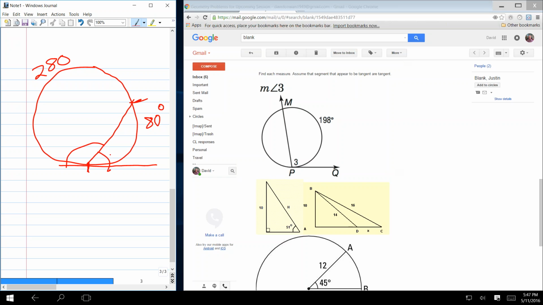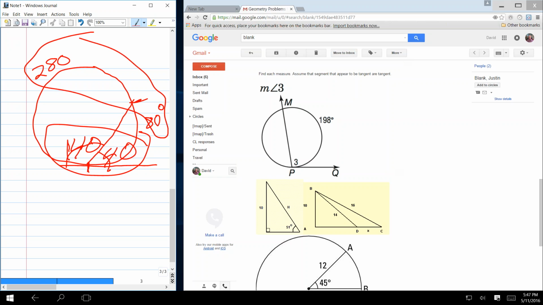So what does that tell you? This has to be what? Half of that. It'd be 40. And this has to be half of that. So this angle would be 140, and this angle would be 40. Together they're supplemental, and these two arcs add to 360. So again, you have that 1/2 relationship in there.